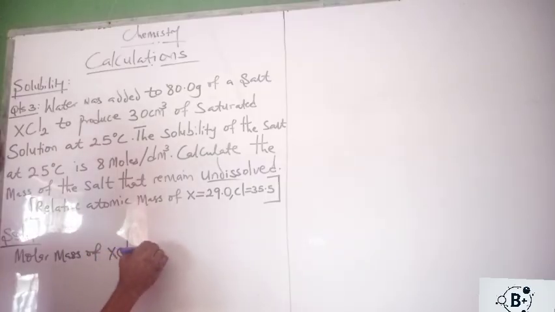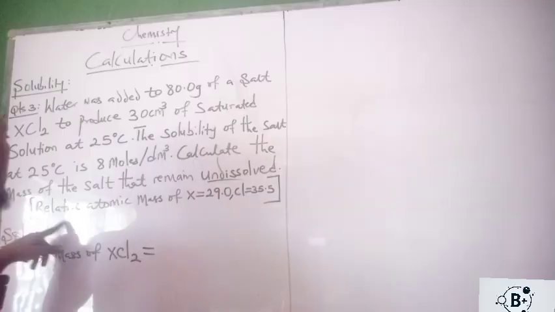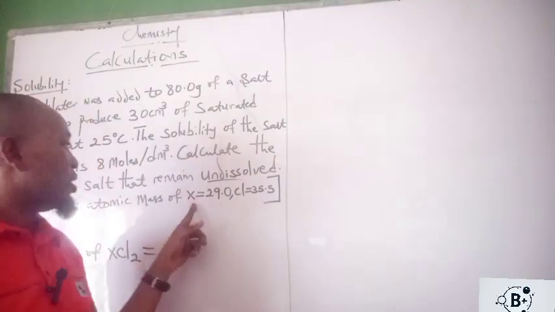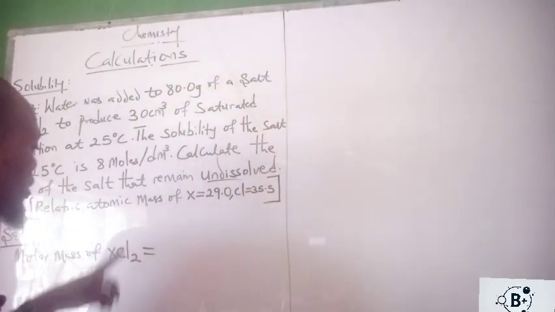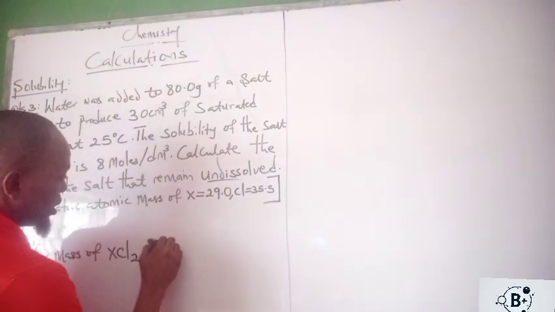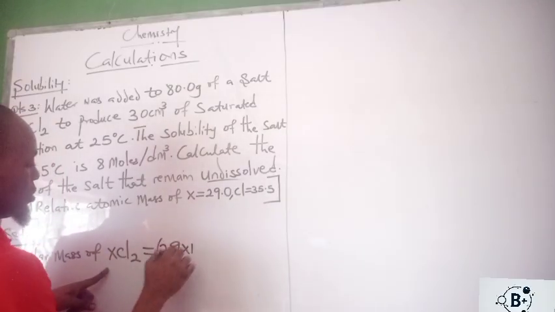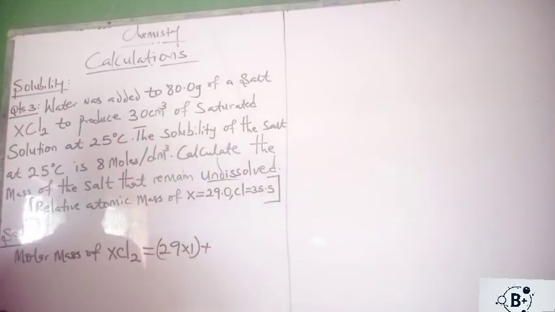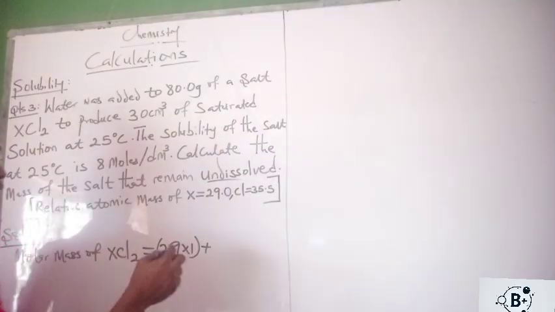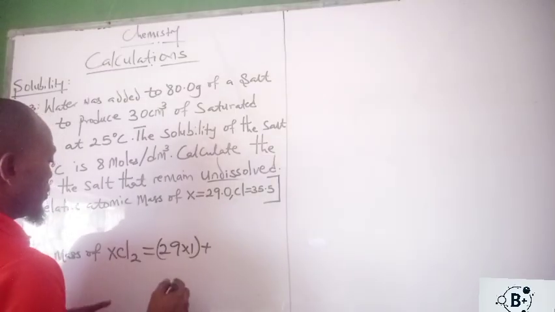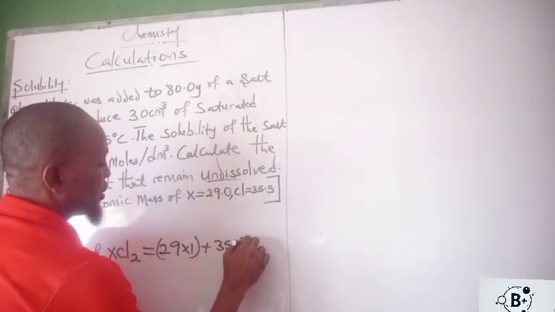SCl2 is equal to, so we have been given, if you check the question here, they mentioned that the relative atomic mass of S, which is an unknown element but they represented it as S, is 29. So you are going to use it that way. So you say 29. And how many moles do we have here? We have 1. So you say times 1. So plus, then chlorine is given to us at 35.5. Then how many atoms of it do we have? We have 2. So it's 35.5 times 2.